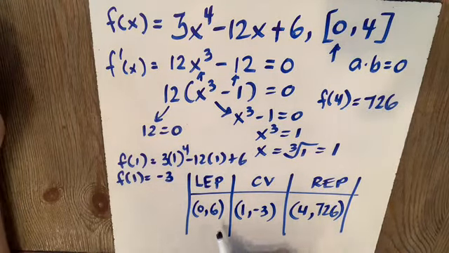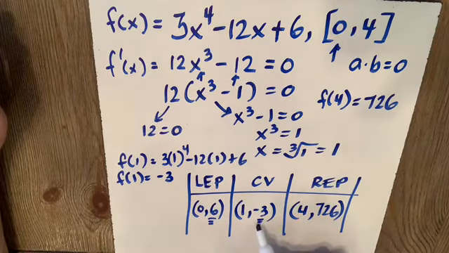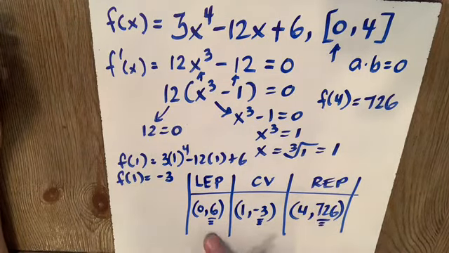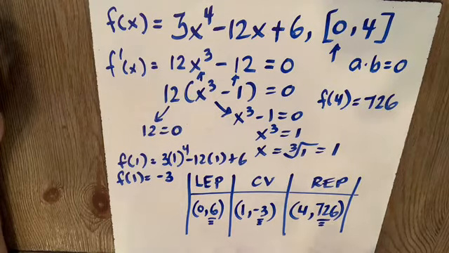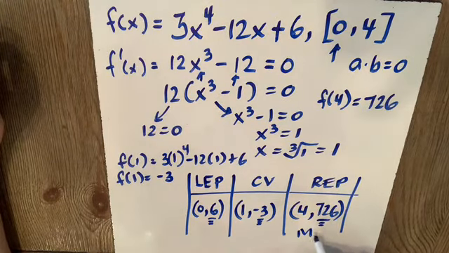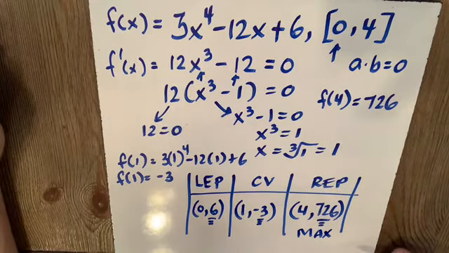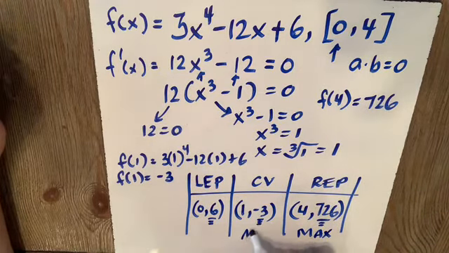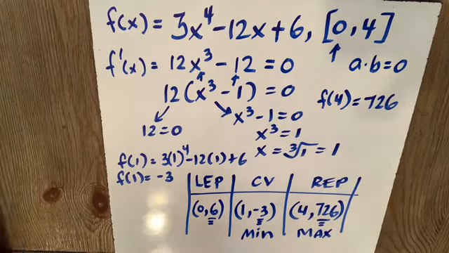Now, I'm just comparing these y values. Notice that these two are candidates for maximum values. This is our absolute max because it's the highest y value. It's found when x equals 4. Here is our absolute min because it has the lowest y value. That's all I have to do.